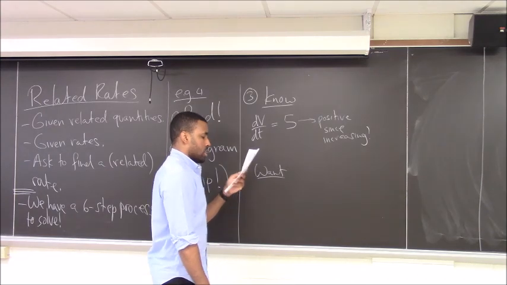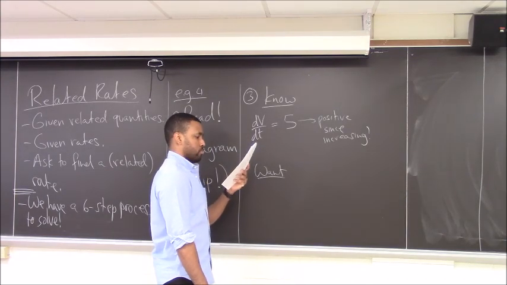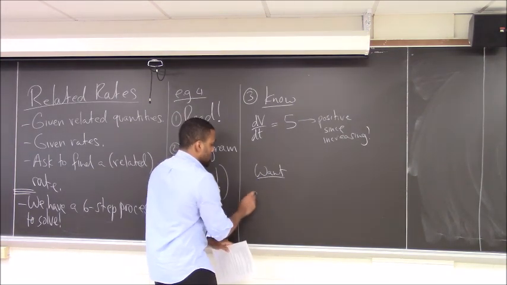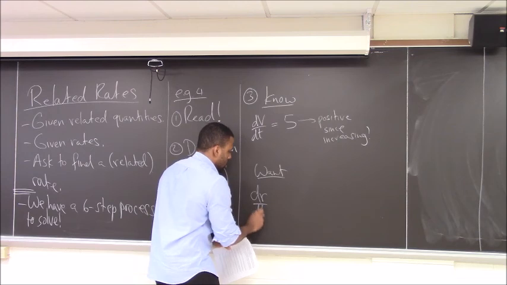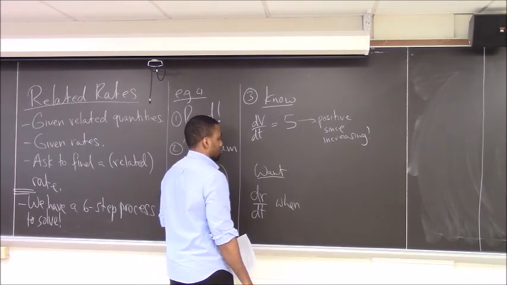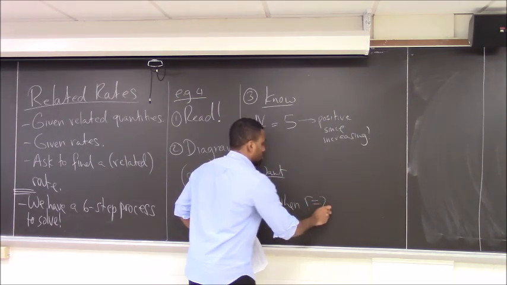And what do we want to find? dr over dt. How fast is its radius increasing when the radius is 2 feet in length? So we want dr/dt when r is equal to 2.